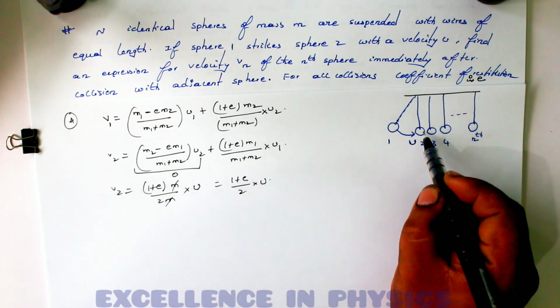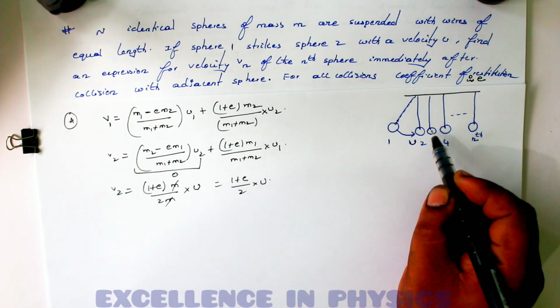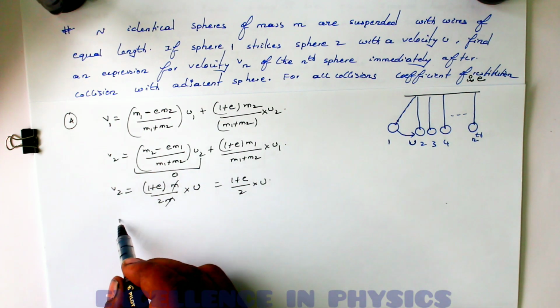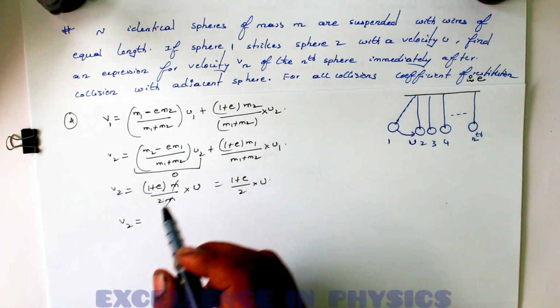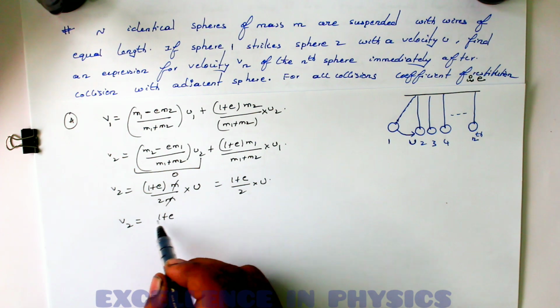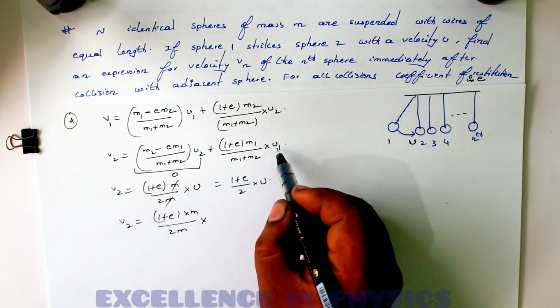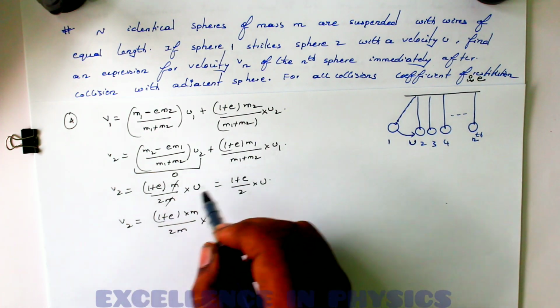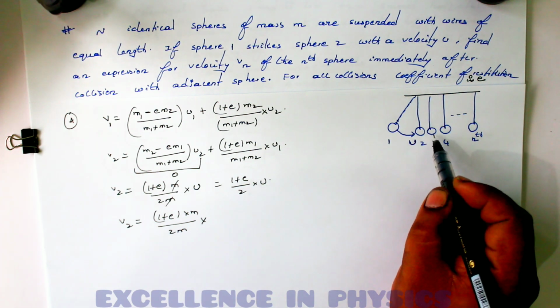Now this second ball will take this velocity and strike the third ball. That velocity I can also calculate using the same relation of V2. So V2 is equal to, again I will write the same equation, (1 plus e) into m divided by 2m, and now u1. What is u1? The final velocity of the second ball becomes the initial velocity in the collision between sphere 2 and sphere number 3.